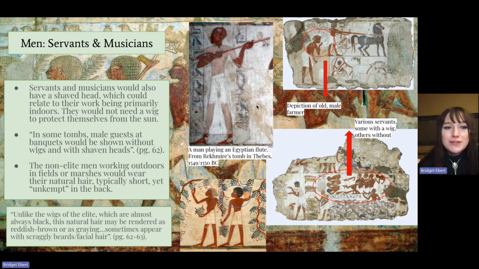On pages 62 to 63, unlike the wigs of the elite, which are almost always black, this natural hair may be rendered as reddish brown or as graying, and sometimes appears with straggly beards and facial hair. So we can see that in almost all of these. They have the reddish brown hair and shaved heads, very different from the elite.